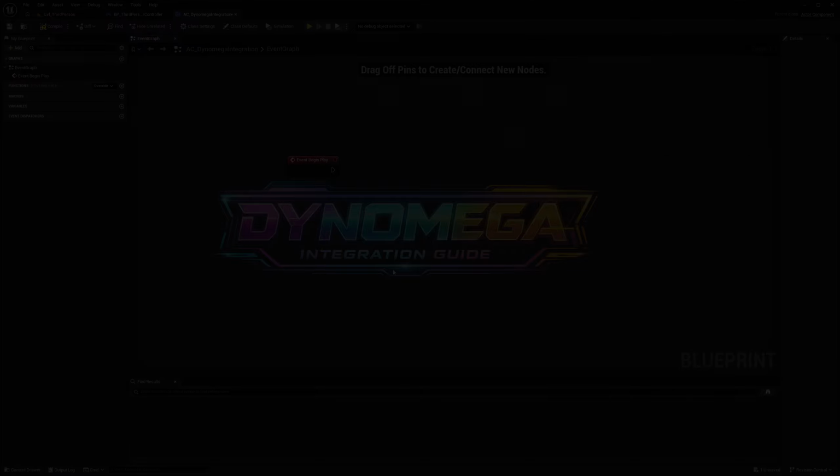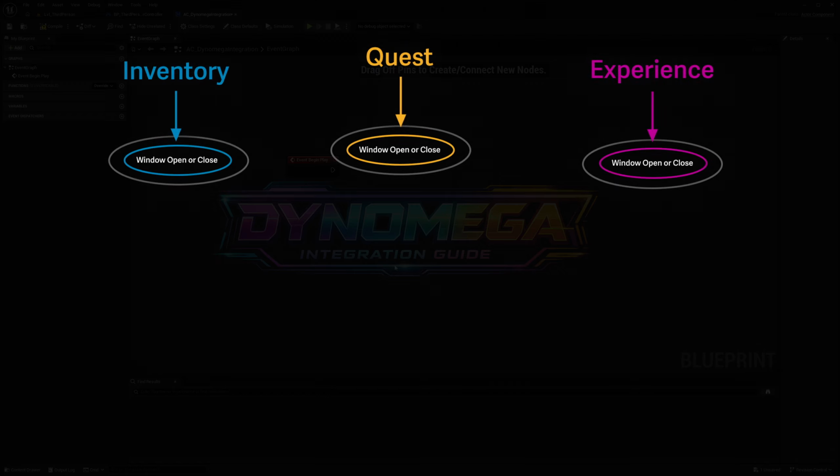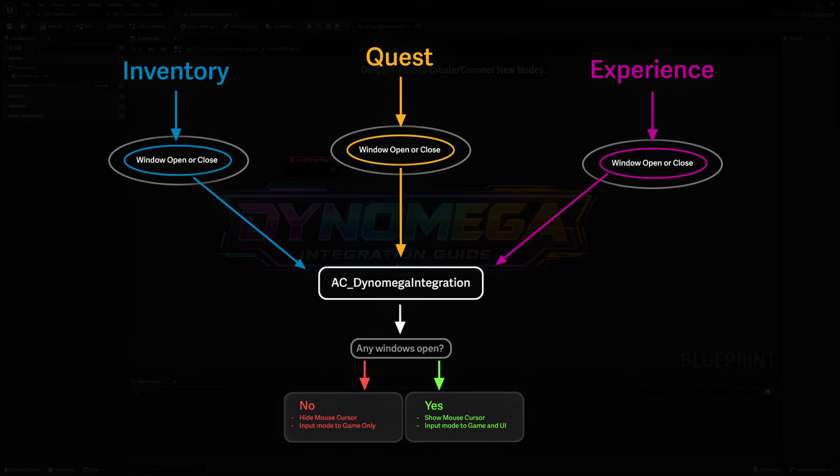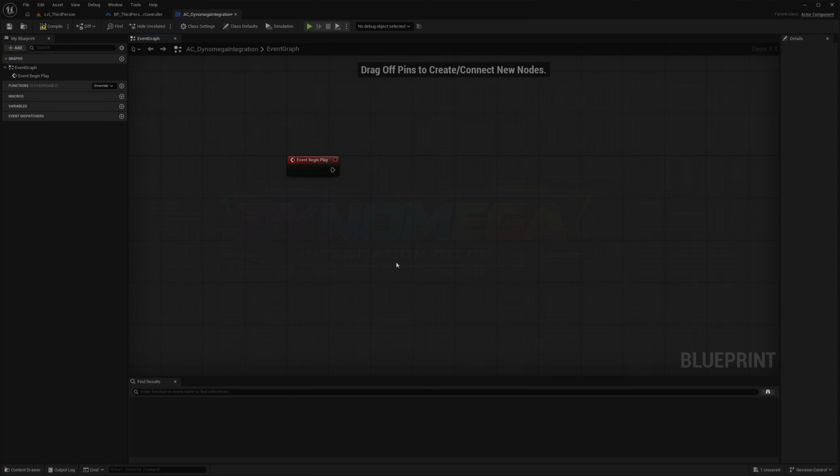Here's the plan for this component. Each system offers event dispatchers, which will be called when a window for it is opened or closed. We will listen for calls to these event dispatchers, and when any of them hear something, we will run our own custom logic, which will see if any of the systems has any open windows. We will then handle updating our mouse and input based on the result. We now know what we have to do.